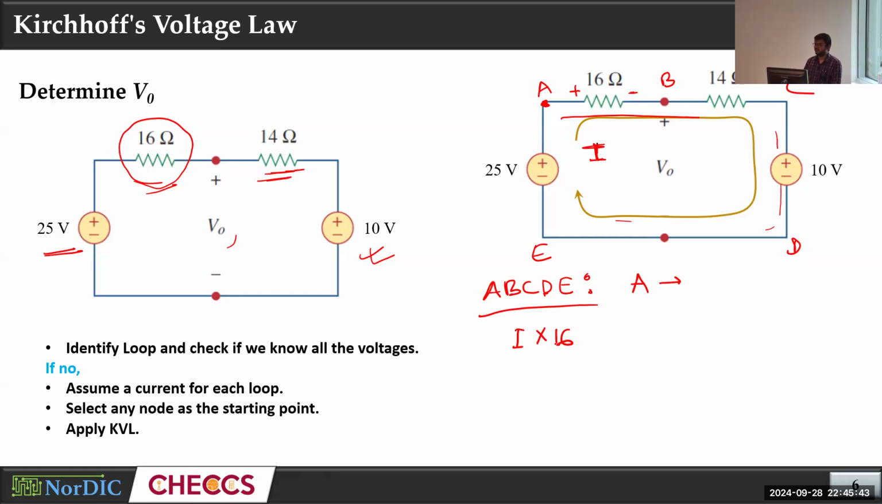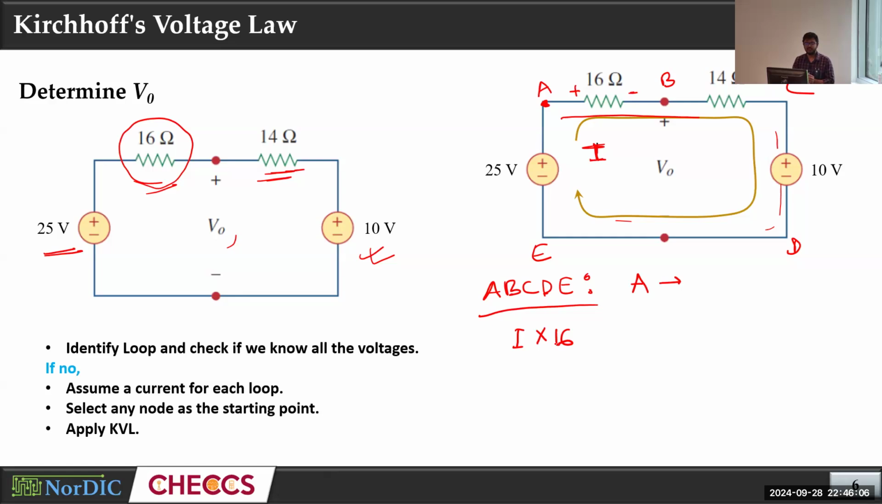Is it okay, or do you have any confusion? You're confused about the 25 volt source there. We're not counting that as a voltage; we will count it as an element. So when we write KVL, we write the voltage of each element separately, right? So we will use that.